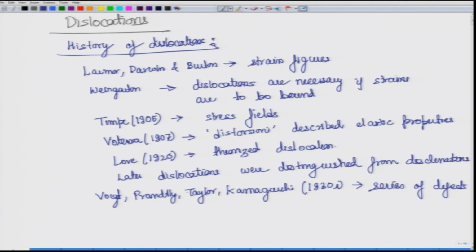We will soon see what we mean by weakening of crystal, but people observed this phenomenon, weakening of crystal, or basically a much lower strength than what is theoretically expected, and they were trying to explain it. This is the first time they put together a series of defects which would be able to explain this weakness in the crystals. So, they theorized a series of defects to explain the discrepancy between theoretical strength and observed strength.